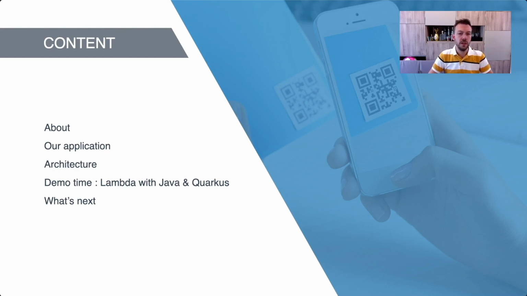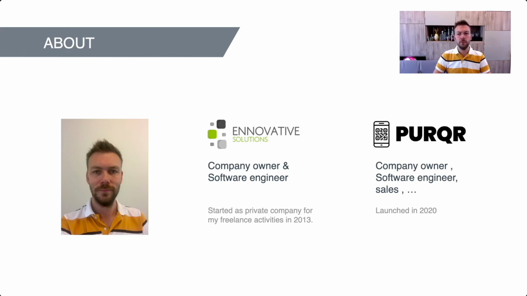So, like I mentioned, I'm Dennis Baerten. I'm a Java developer for about 15 years now and living in Belgium. I'm the owner of Ennovative Solutions. This is a private company held for my freelance activities and it was launched in 2013.